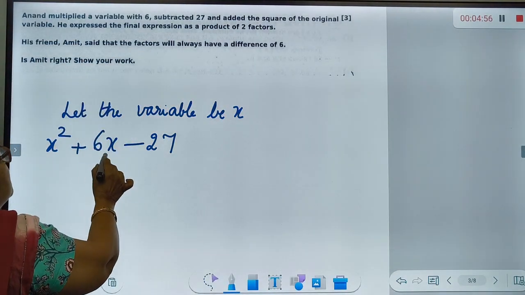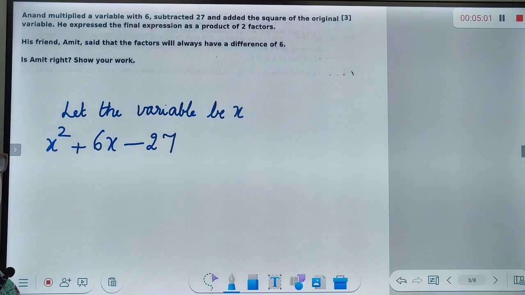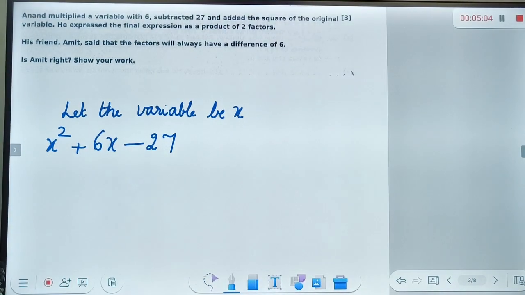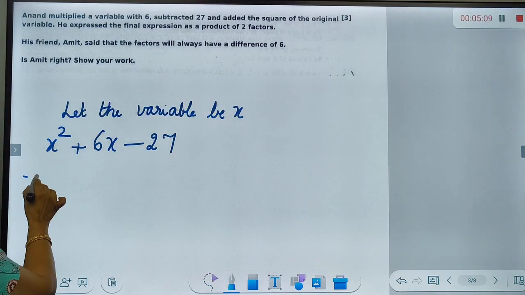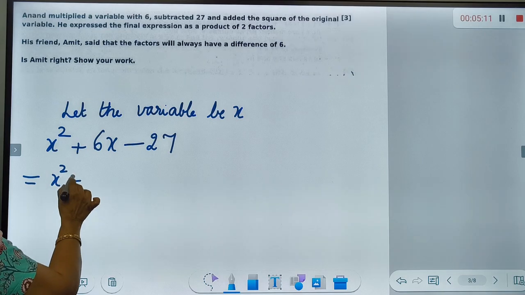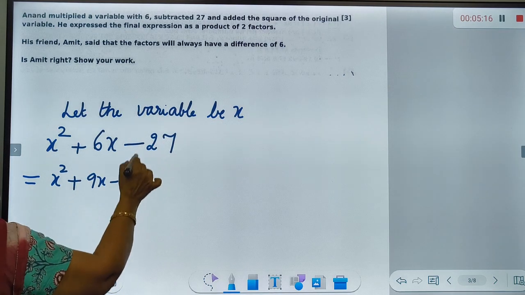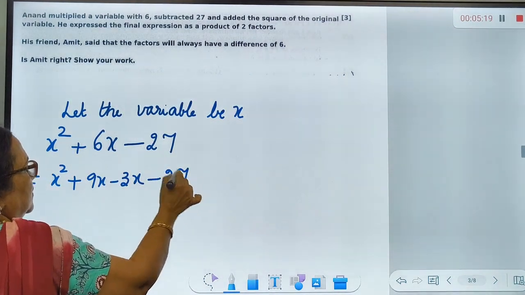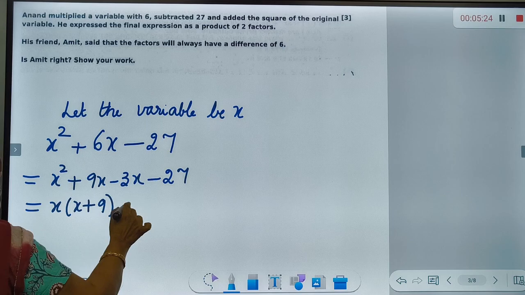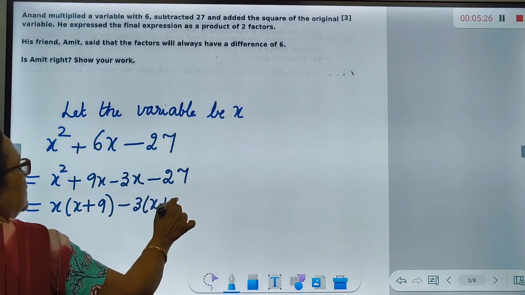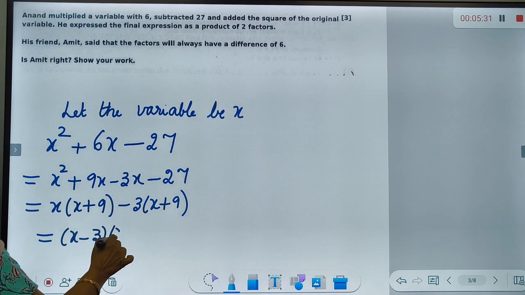Multiplying a variable with 6 is 6x, subtracting 27 is minus 27, adding the square of the variable is plus x square. Okay, now what is the next step? You have to express it as a product of two factors. I can write this as x square plus 9x minus 3x minus 27, because minus 3 into 9 will be minus 27. This will be x into x plus 9 minus 3 into x plus 9. So you get x minus 3 into x plus 9.